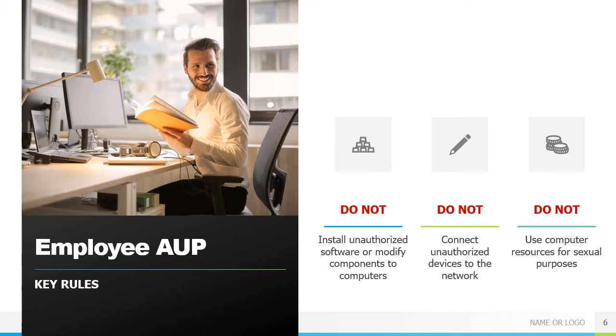Another rule is do not connect unauthorized devices to the network. So do not use your iPhone to log on to your school's Wi-Fi. It's against the rules. Also, do not use computer resources for sexual purposes. This is very important and illegal. You cannot use your school classroom computer or other resources to watch, let's say, pornography.